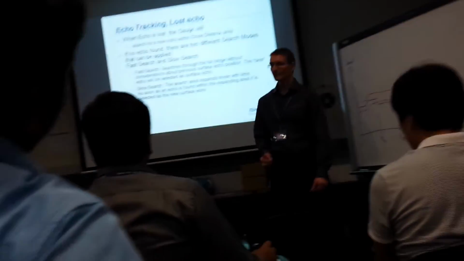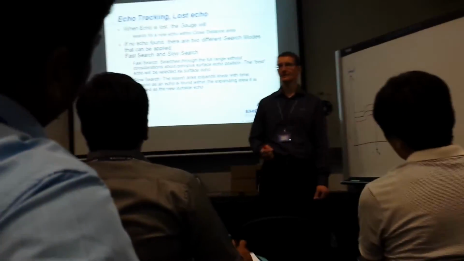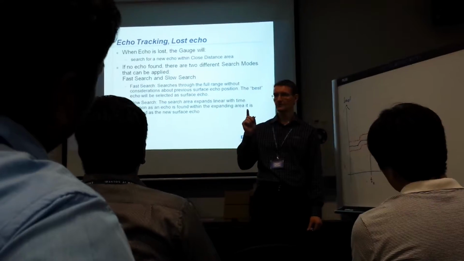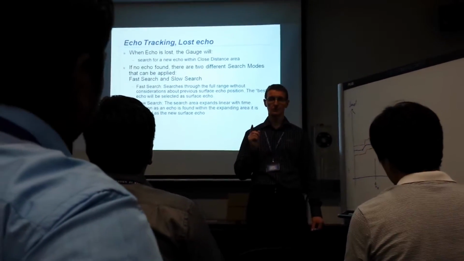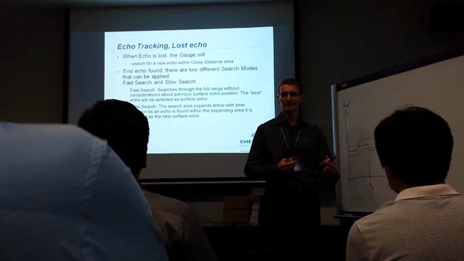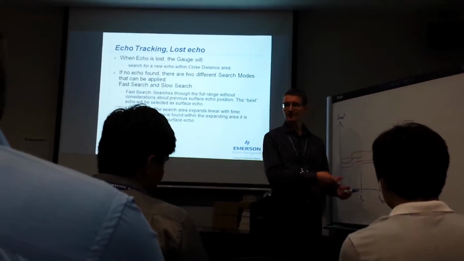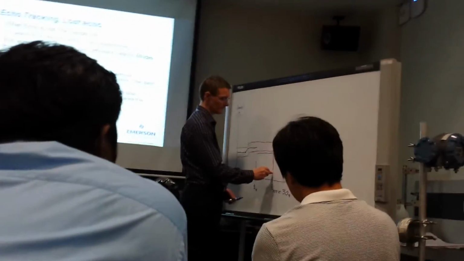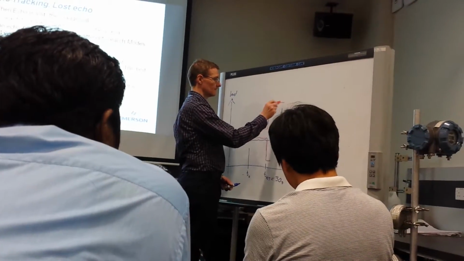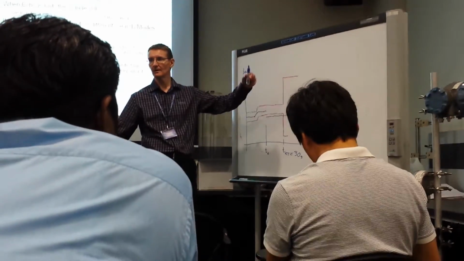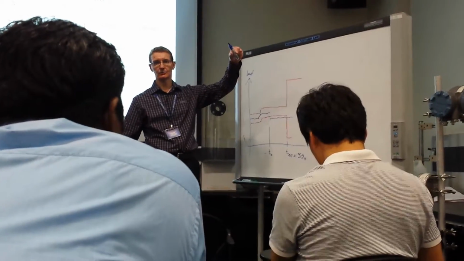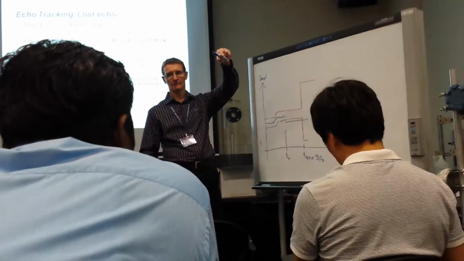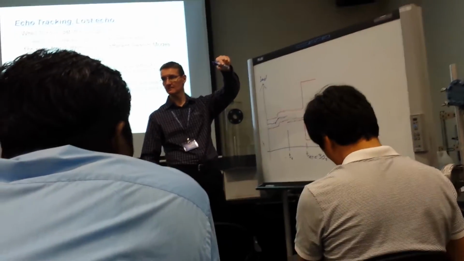Bring echo within the code systems. We have two options. We can do something we call a fast search, or we can use a slow search. Fast search, increase. If we can assume that we use a fast search here, what happens is that our window will automatically expand suddenly to the minimum and maximum range that is possible to measure. So we search the full range immediately.